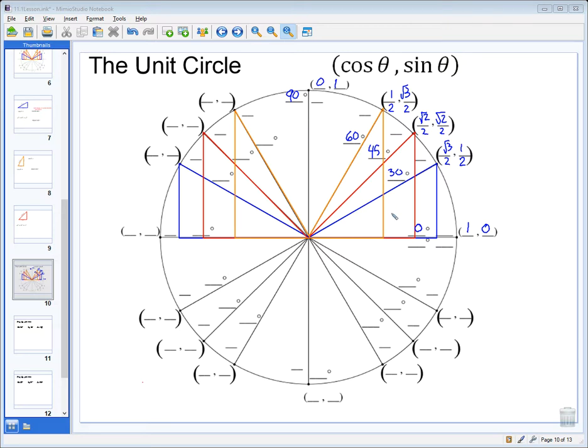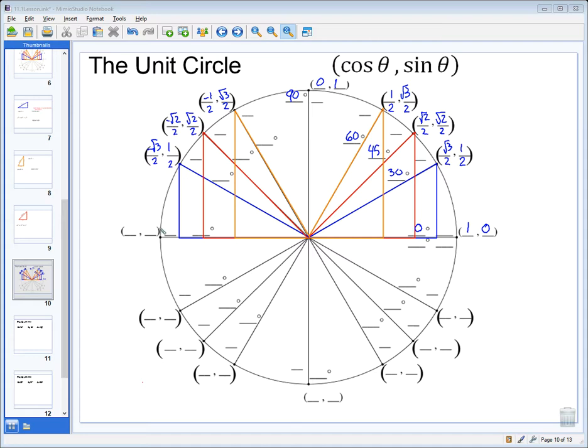Now, as we're looking at this graph, notice that this blue triangle is reflected over here to the left. The red one is reflected, and the orange one is also reflected, which means they have the same values. They're just negative x's instead of positive x's. So this value here would be (negative root 3 over 2, 1/2). This one would be (negative square root 2 over 2, square root 2 over 2). And this one would be (negative 1/2, square root 3 over 2).